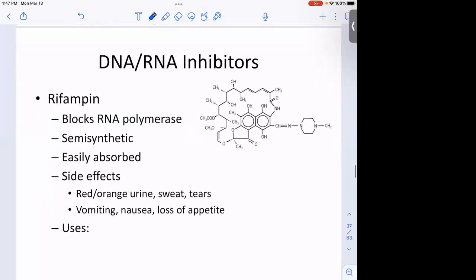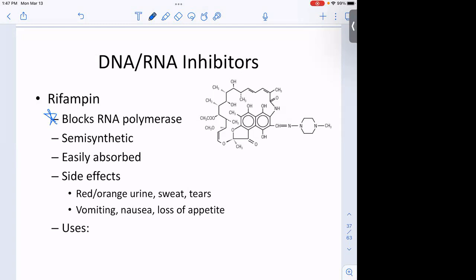Okay, so moving on, we have one drug that's a DNA replication inhibitor and one drug that's an RNA transcription inhibitor. Rifampin, or sometimes it's called rifampicin, it's the same thing. Its mechanism is that it blocks RNA polymerase. So remember, that's the enzyme that moves along the DNA to transcribe the DNA into RNA.